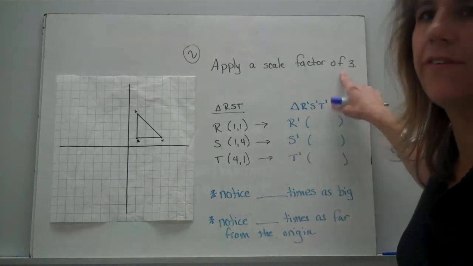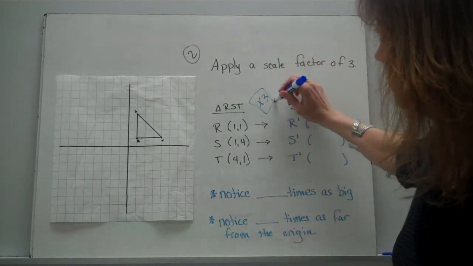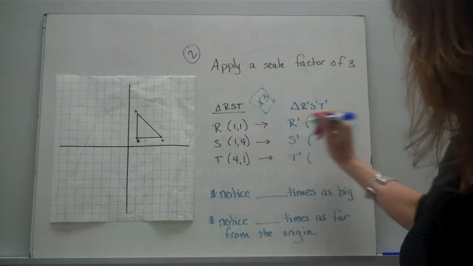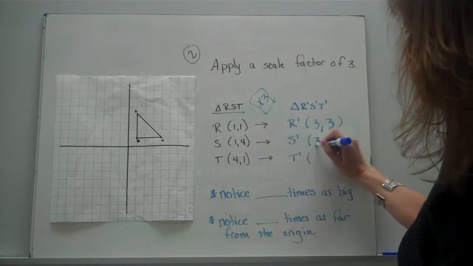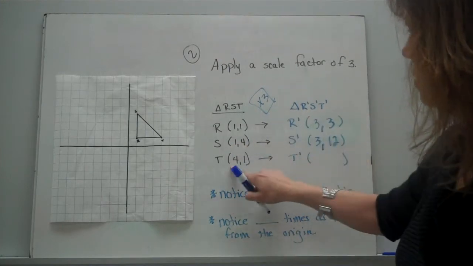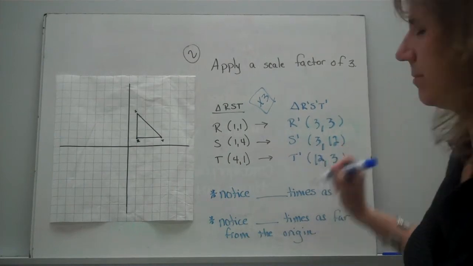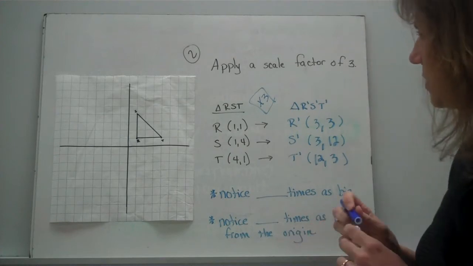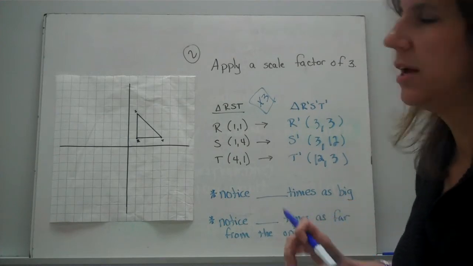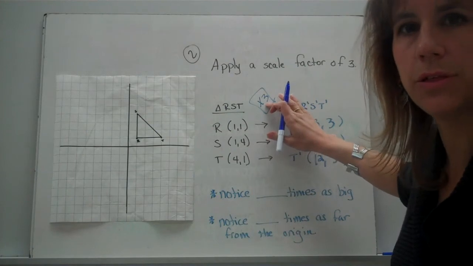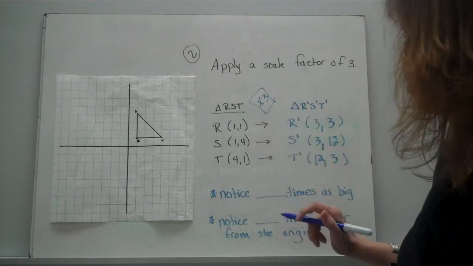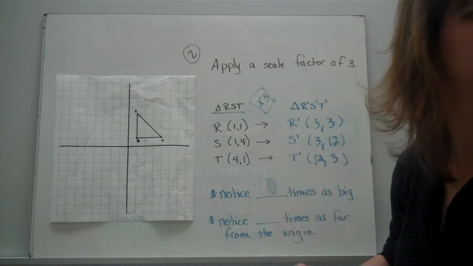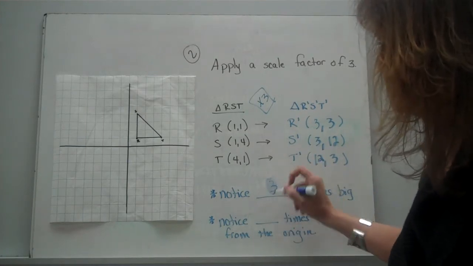All right, because we're using a scale factor of 3, we're multiplying each one of these coordinates by 3. So 1 times 3, 1 times 3, 4 times 3. Check your coordinate pairs. And now I'm going to go ahead and graph this, and we'll see what's happening to the shape. Can you already tell? Since we're doing a scale factor of 3, 3 being a whole number, the shape is growing. It's getting 3 times as big.